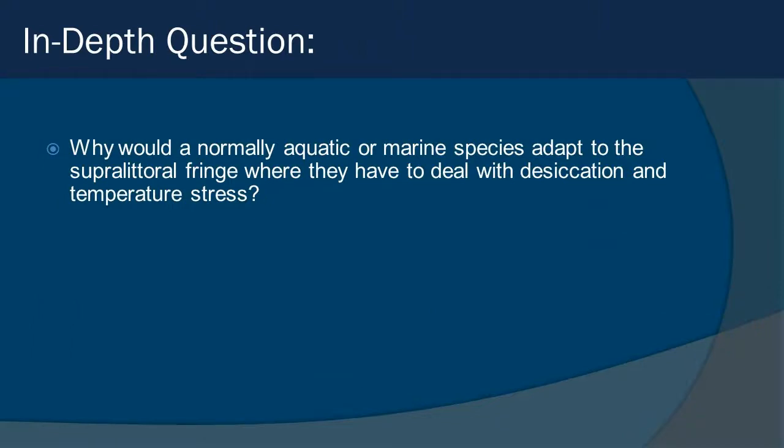Now it's time to throw it back to you. Why would a normally aquatic or marine species adapt to areas like the superlittoral fringe, where they have to deal with desiccation and temperature stress? Answer that in your summary notes, and until next time, keep thinking.